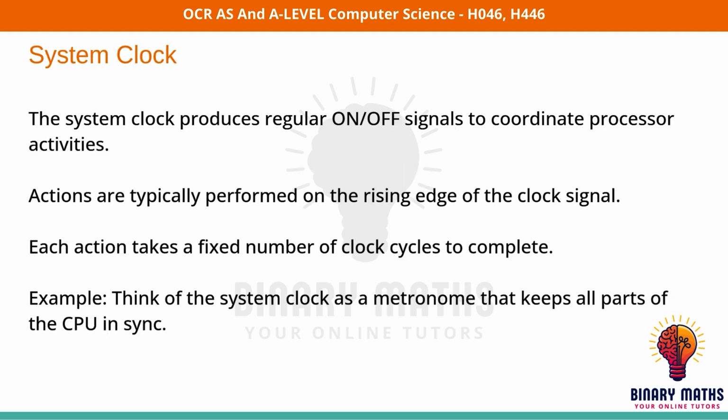The system clock produces regular on-off signals to coordinate process activities. Actions are typically performed on the rising edge of the clock signal, and each action takes a fixed number of clock cycles to complete. Think of the system clock as a metronome that keeps all parts of the CPU in sync. This synchronization ensures that all components of the CPU work together harmoniously, preventing data corruption and ensuring accurate processing. The system clock's frequency directly impacts the speed at which the CPU can execute instructions.